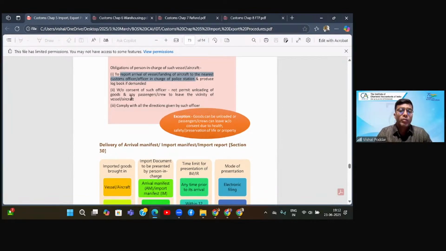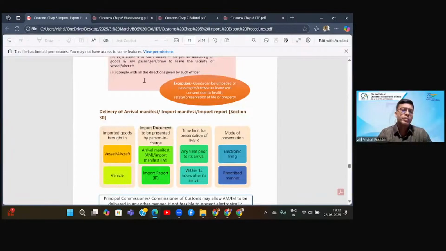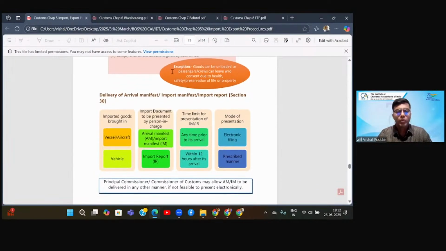Then without the consent of the officer, you should not allow the passengers or the goods to be unloaded. Again, this has an exception. If there is a situation where the plane is going to be blasted or any such thing, that is to ensure safety, obviously you'll allow them to leave the plane. Otherwise, before the arrival of the officer, that is the customs officer or police officer to whom you have reported, the goods and the passengers should not be allowed to leave the vicinity of that vessel or aircraft. And then after the officer arrives, whatever other instruction the officer gives, you have to comply.